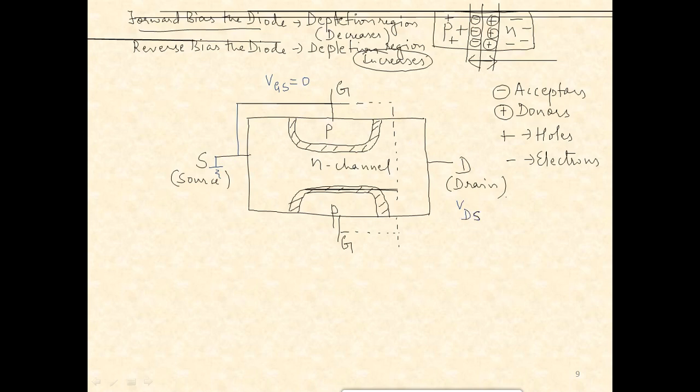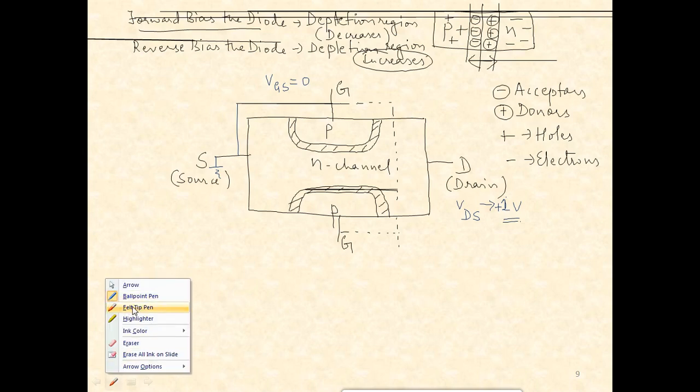I'll just call it VDS. VDS means the voltage applied between drain and source. The source is grounded. With respect to the source, I'll have to apply a positive potential to the drain. So let me assume that I am applying plus 1 volt to the drain end. What will actually happen? Fine, let us try to understand it.